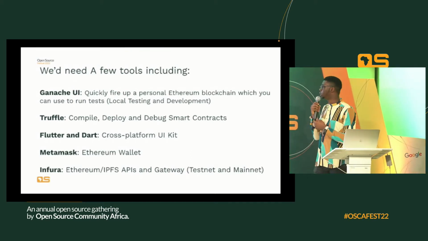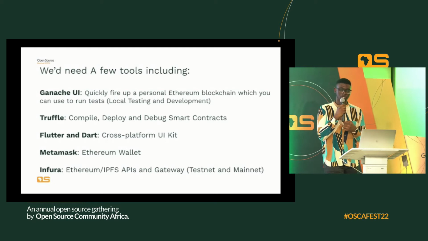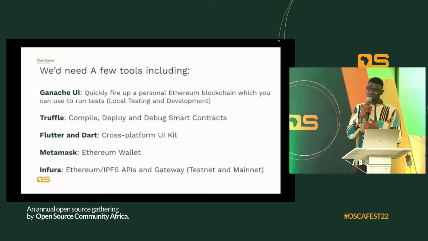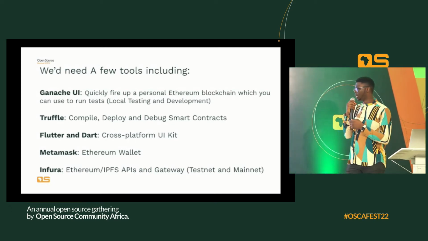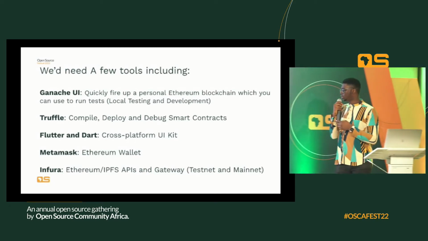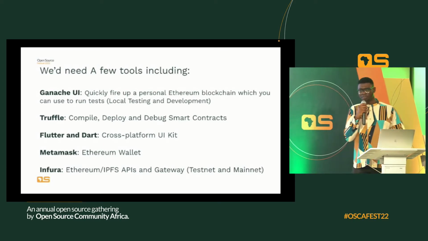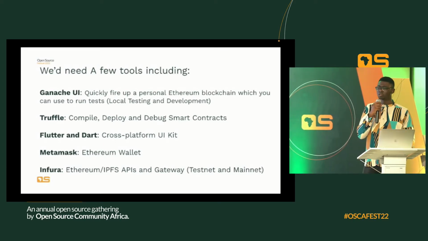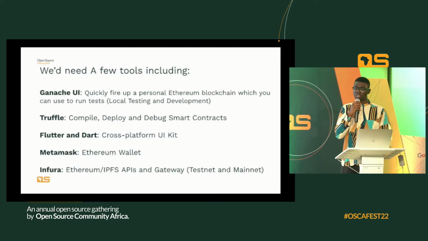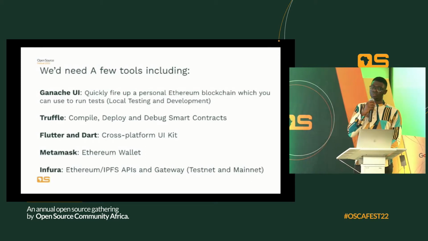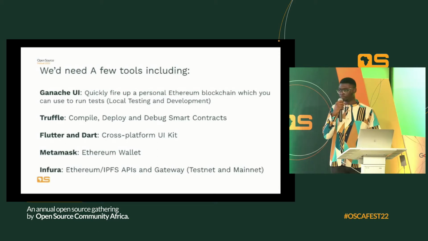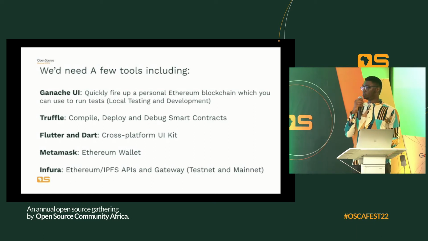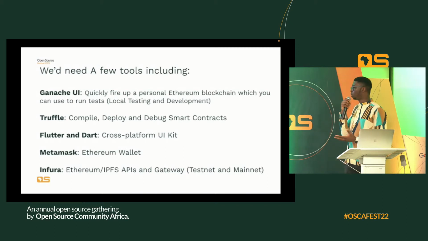Infura is an API service for the Ethereum blockchain. They provide you keys, and with these keys, you can easily access the Ethereum mainnet and testnets, and also the IPFS APIs. IPFS is a decentralized file storage system. Just think of it as a Google Drive, but this Google Drive is not stored on one user's device. It's multiple people's drives interconnected into a network.